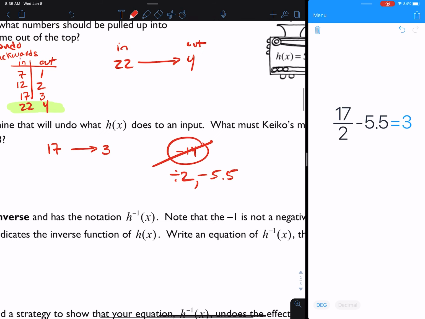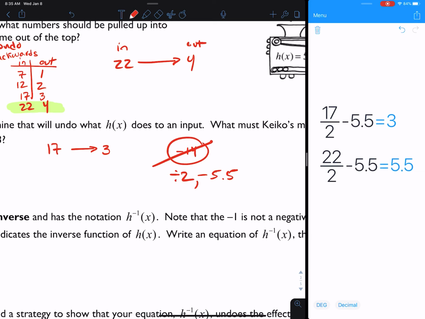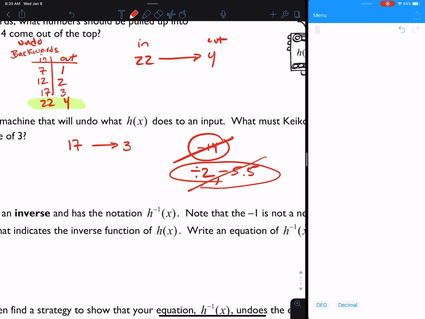So to test it, I'm going to try what happens if I go ahead and plug in 22. So 22, I'm going to use the same rule, 22 divided by 2, so that's 11. And then if I subtract 5.5, I expect it to return a value of 4, but you can see here in the calculation it returns a value of 5.5. So that's not going to work. This whole rule won't work. So I'm going to try again.